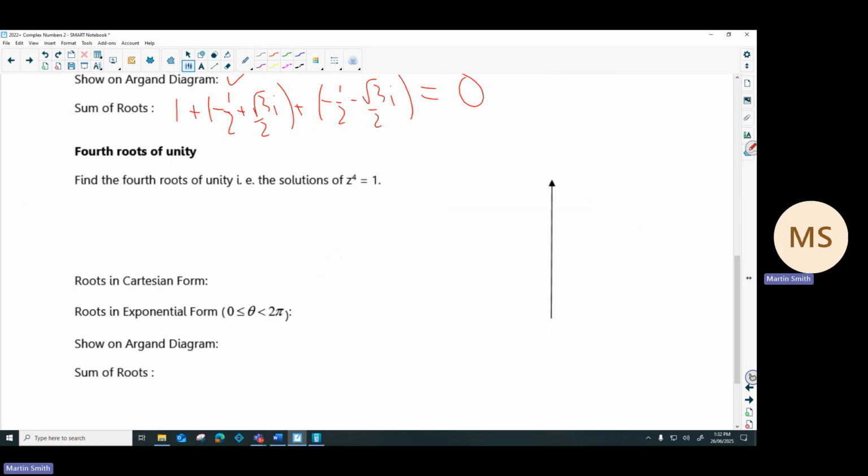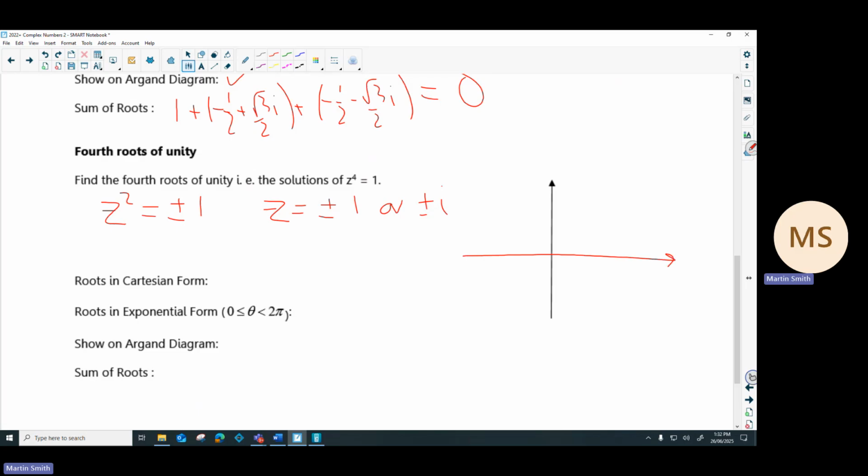Next one, let's find the solutions of z to the 4 is 1. So again, I'm going to do this algebraically, because I can do this quite easily without doing anything complicated. If you square root once, you get z squared is plus or minus 1. And then if you square root those, if z squared is 1, you get z is plus or minus 1. If z squared is minus 1, you get z is plus or minus the square root of minus 1. So that is plus or minus i.